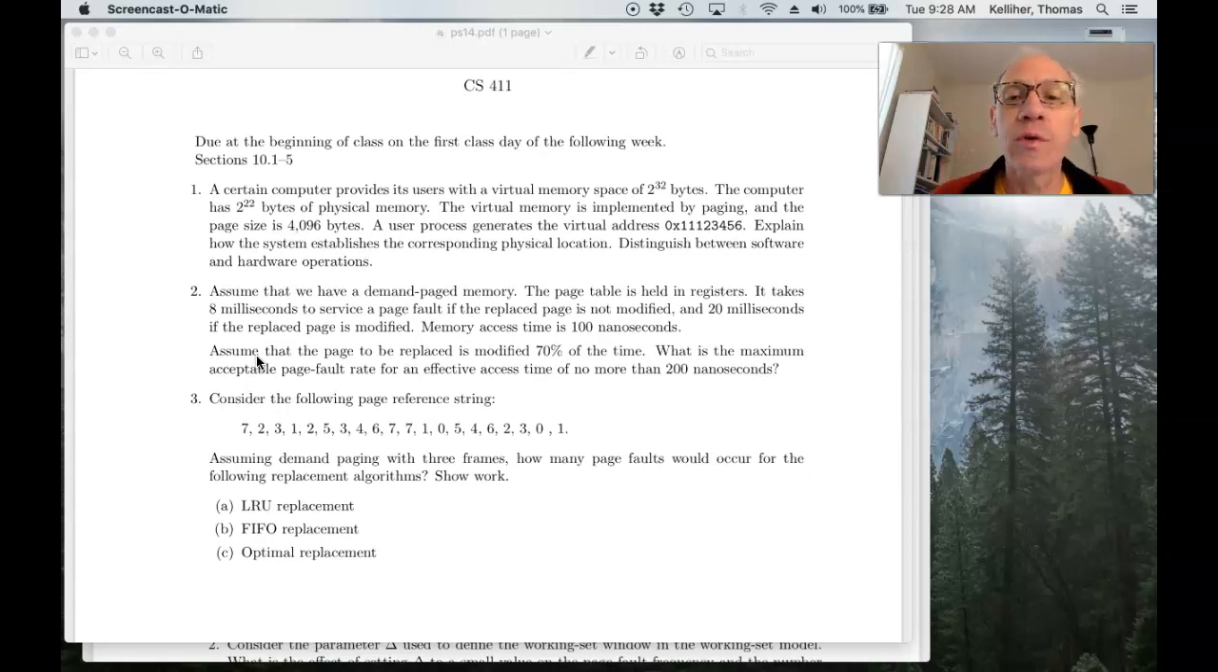All right, question two. You're going to write an algebraic expression given a particular page fault rate. Let's say 1%. 1% of the time we have a page fault.